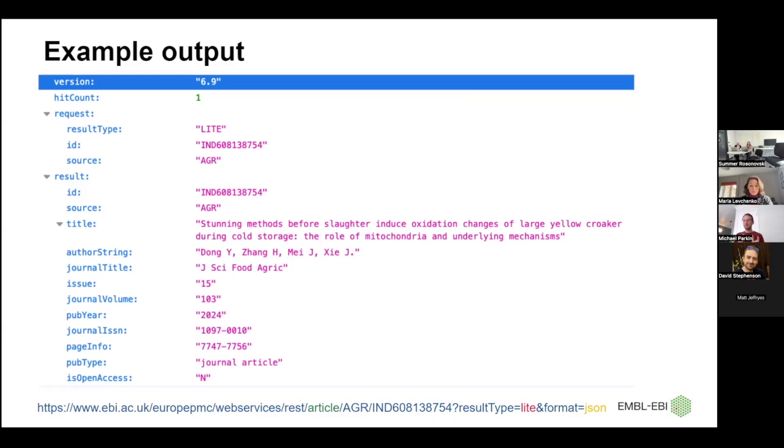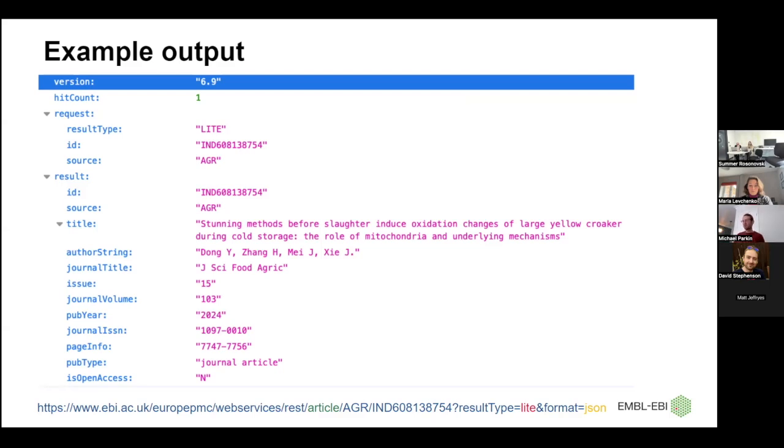This is intended for computers to read, but it is human readable too. For example, you can probably infer that the very last line here, is open access N, means no, it's not open access. You can read this as a human being, but I wouldn't encourage you to do so. It's quite painful to look through thousands of these.